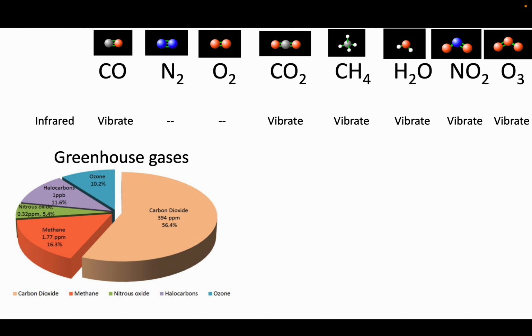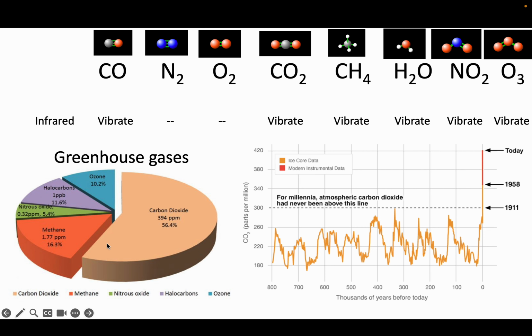When it comes to greenhouse gases, those are ones that interact with infrared radiation. The concentration and the importance of different greenhouse gases is listed in this figure here. A very important one is carbon dioxide. The concentration of carbon dioxide has dramatically increased in recent years.